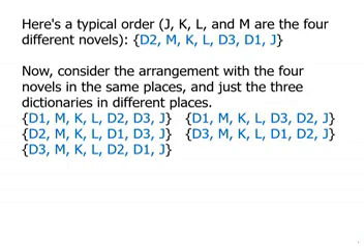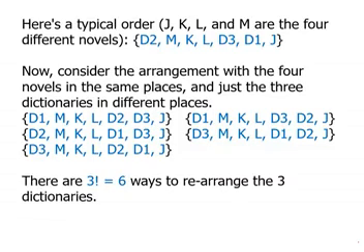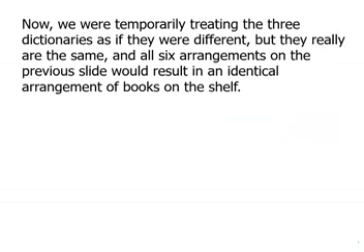And so we'd have all these possibilities. Again, these are 6 sets. In all of them, the 4 novels are in identical places and the 3 dictionaries are arranged in different orders. And of course, there are 3 factorial or 6 different ways to arrange those 3 dictionaries. That's why we have 6 cases here.